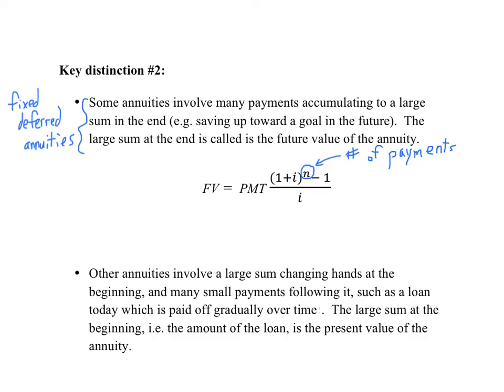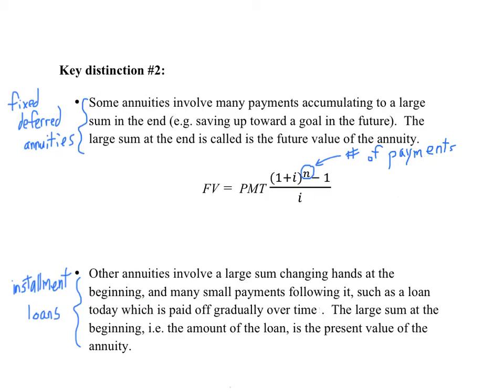By contrast, there is a different type of annuities, and we call those installment loans. This other type, and this is the key distinction, involves a large sum changing hands at the beginning of the process, and then many small payments following it, such as, and this is the key example, a loan that you take out today, which is then gradually paid off over time. In this case, you've got a large sum changing hands, then payment. That large sum is called the present value of the annuity. So that is the second key distinction that you always look for.